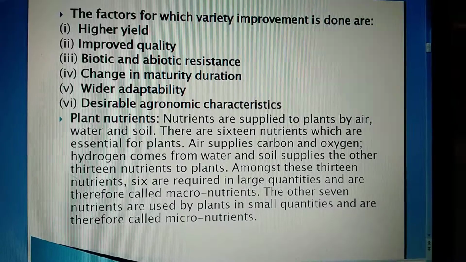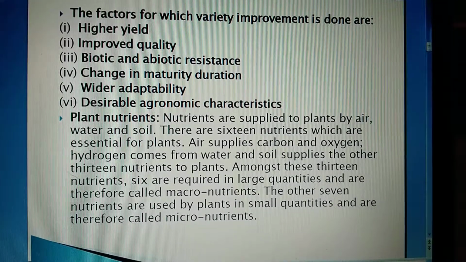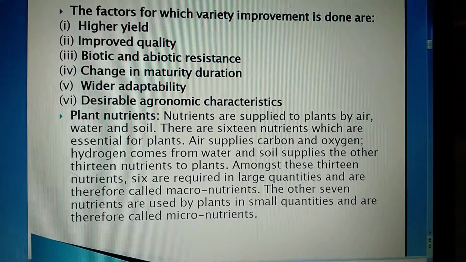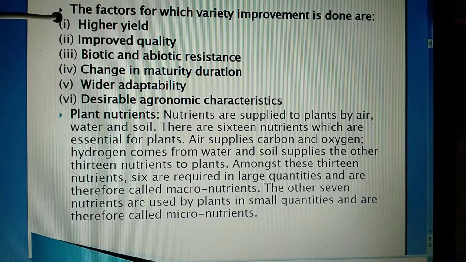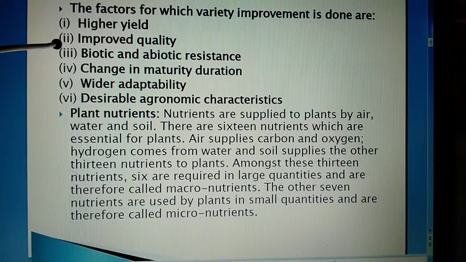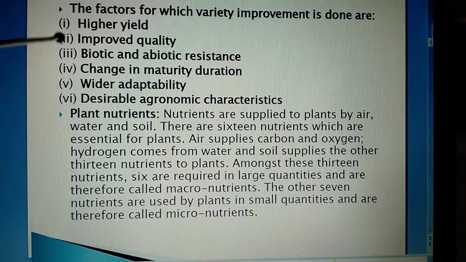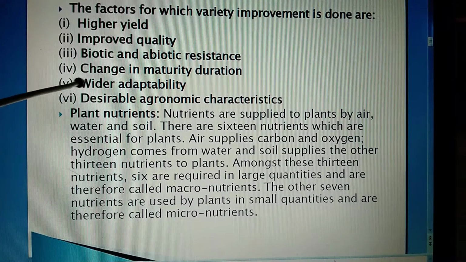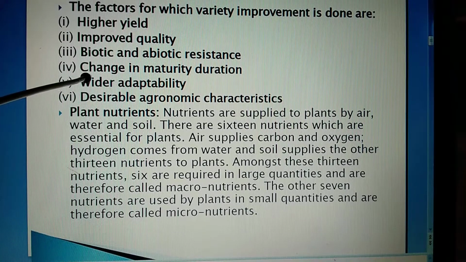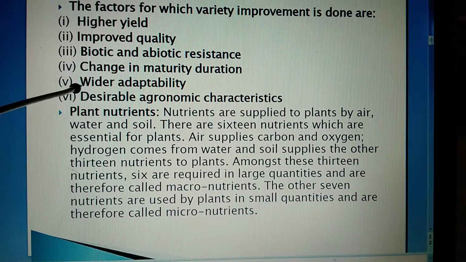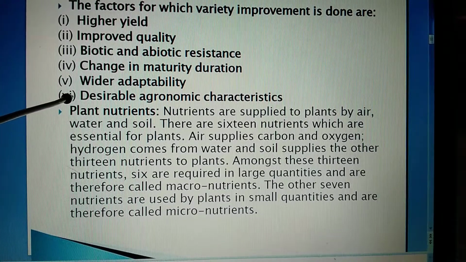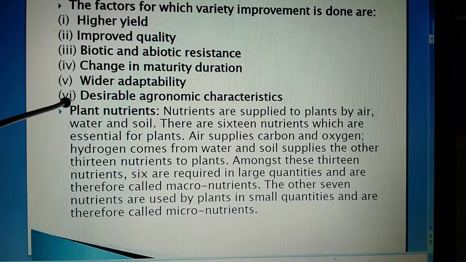Thus, in other words, the factors that help in the improvement in the variety of a crop are higher yield of the crop, improved quality in the characteristics, better biotic and abiotic resistance, change in maturity duration, wider adaptability of the crop in the environment, and desirable agronomic characteristics.